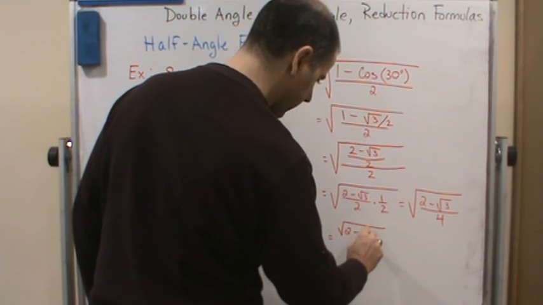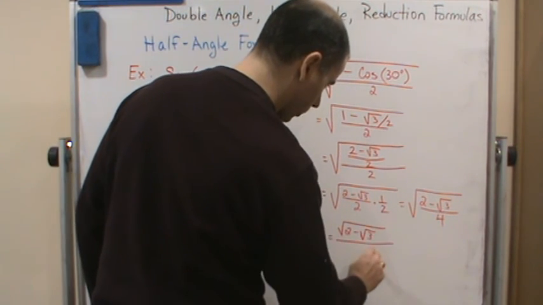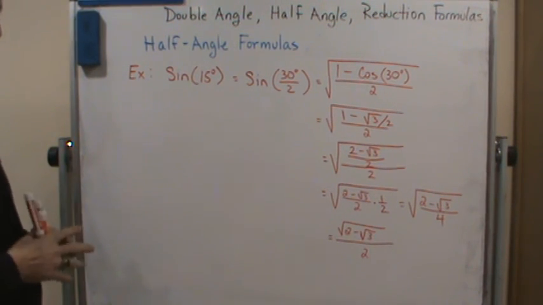square root of 2 minus root 3 all over 2. And that would be my final answer. And that would be the exact answer.